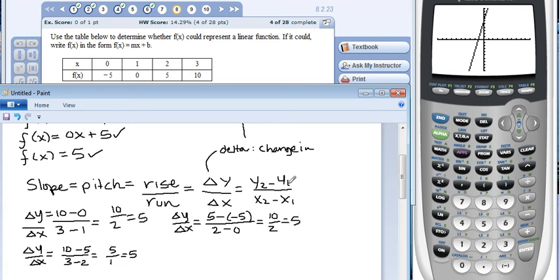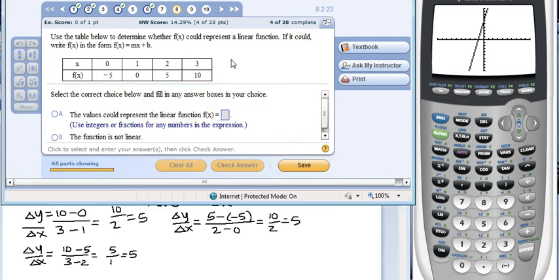I calculate the difference between them. Okay, that's the change in. And I calculate out the slope. I see that it's all the same. So indeed, this is definitely linear. Now I have to write my equation.